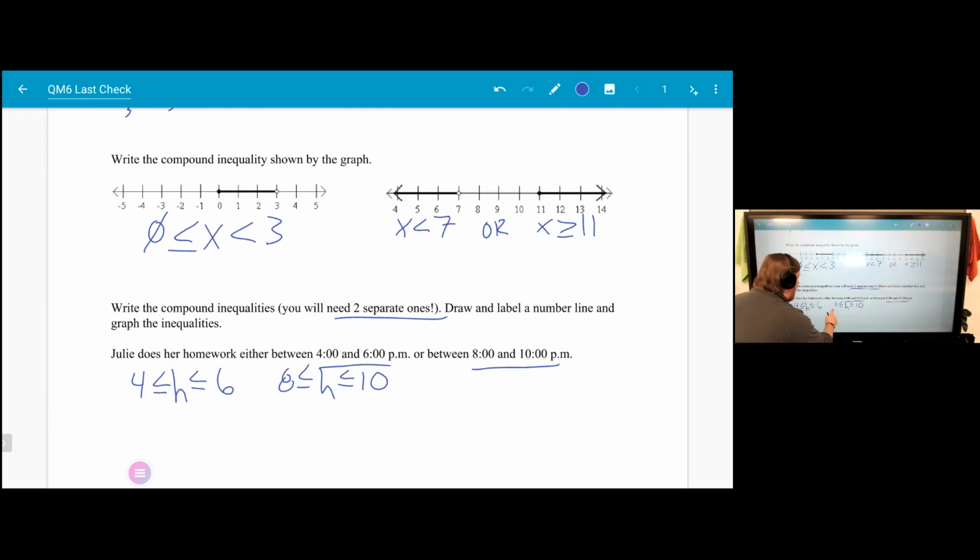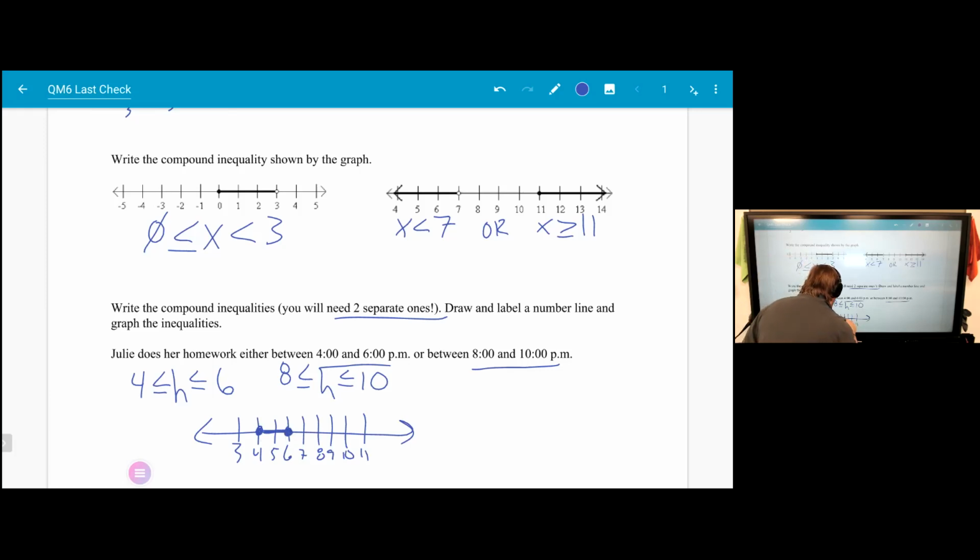That's a really poorly drawn 8. My number line is going to look something like this: 3, 4, 5, 6, 7, 8, 9, 10, 11. So somewhere between 4 and 6, and I said it included 4 and 6. You didn't have to, as long as everything matches up between your inequalities and your graph, and also between 8 and 10. I know, I like to be a little tricky sometimes.